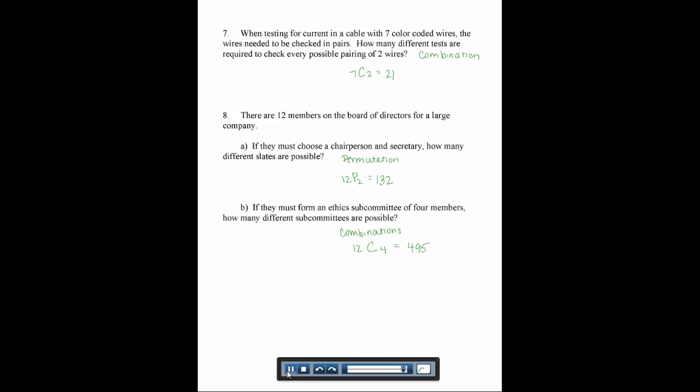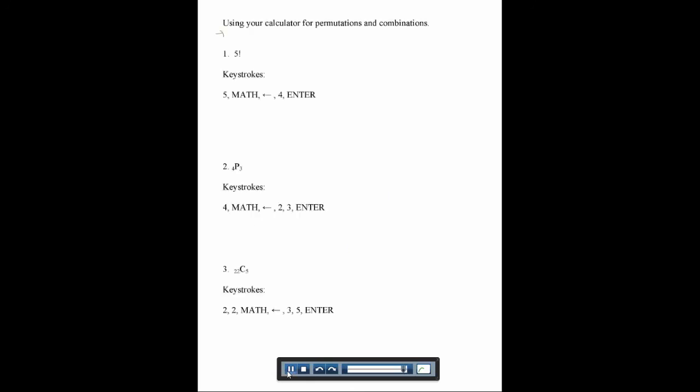Okay, now the last page just is kind of a reminder for you of how to use your calculator for factorials, permutations, and combinations. So remember, all of these you're going to hit math and then arrow over to probability. Okay, so factorial is number 4 under the probability menu. Permutations is 2, and combinations is 3.